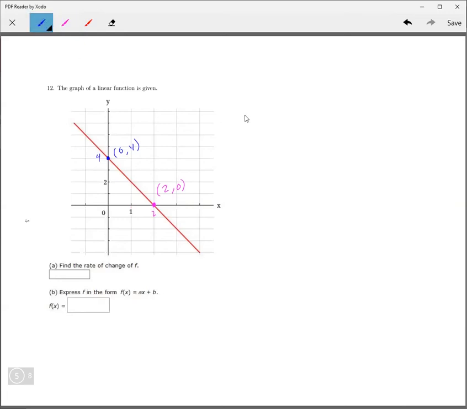Okay, so the slope is going to be the difference in the y coordinates. We take this one minus that one, 0 minus 4, divided by 2 minus 0. So that's negative 4 over 2, which is negative 2. The slope is the same as the rate of change, so that's negative 2. Expressing f in this form, this is the y-intercept, which is also the constant rate of change, so b equals 4, and a is negative 2. So negative 2x plus 4.